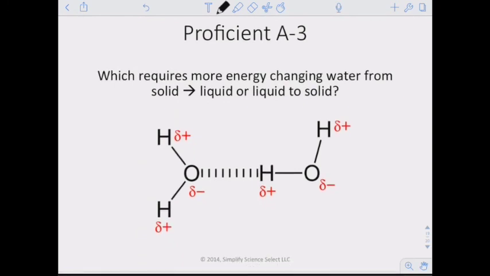Proficient A3, it says which requires more energy, changing water from a solid to a liquid or a liquid to a solid. Well, the law of conservation of energy says that the energy required to form those hydrogen bonds is the same energy that it requires to break those bonds. And so it's the same amount of energy, just different direction.